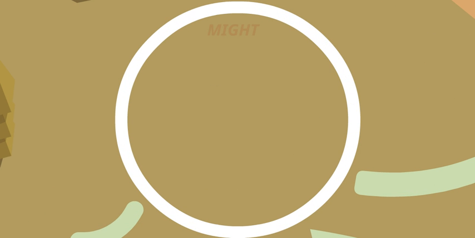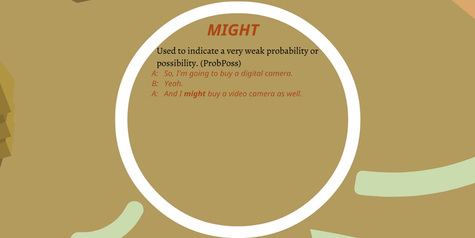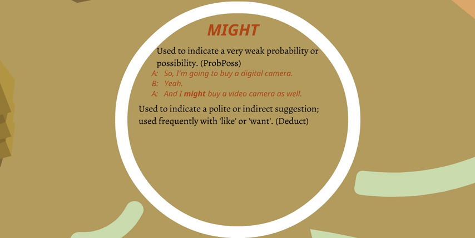All right, might. Again, we've seen that might is used to indicate a very, very weak probability or possibility. Very, very speculative. So I'm going to buy a digital camera. Yeah, and I might buy a video camera as well. That's very speculative. You know, I don't know, will I have enough money? Do I really need a video camera if I have a digital camera? It's a very, very speculative indication.